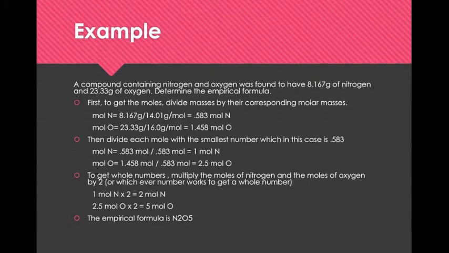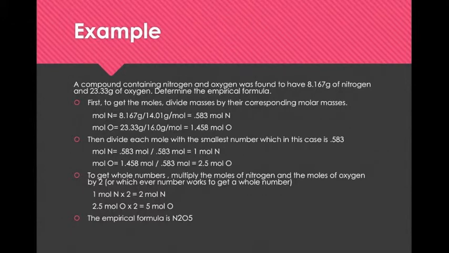A compound containing nitrogen and oxygen was found to have 8.167 grams of nitrogen and 23.33 grams of oxygen. Determine the empirical formula. First, we find the number of moles of each element by dividing their given masses by their corresponding molar masses. Once we divide to get our moles, we divide each mole by the smallest number from before, which is in this case 0.583. Since 0.583 divided by itself is 1, we have 1 mole of nitrogen, and when we divide 1.458 by 0.583, we end up with 2.5 moles of oxygen.